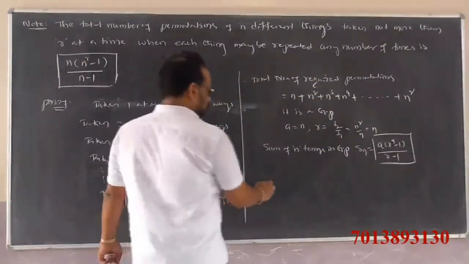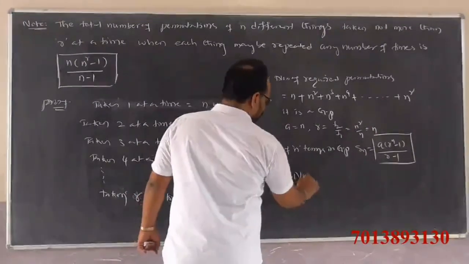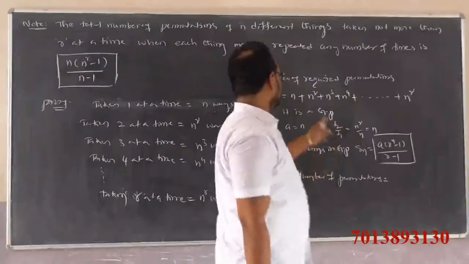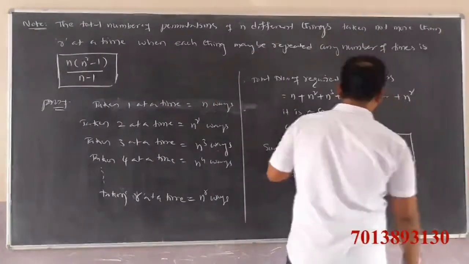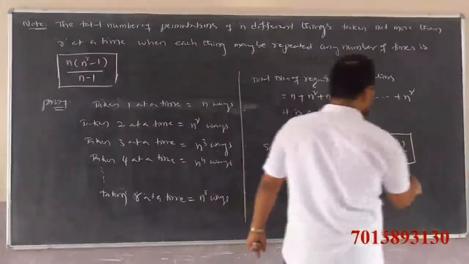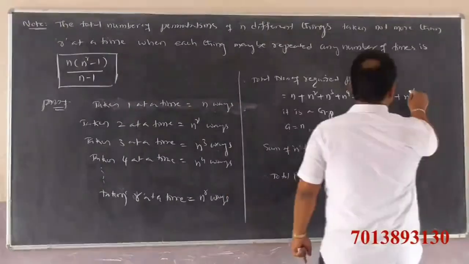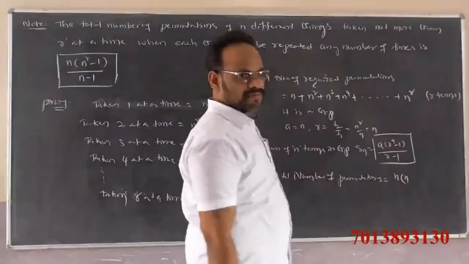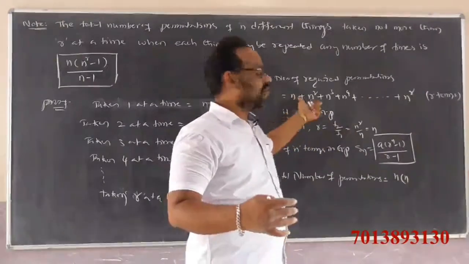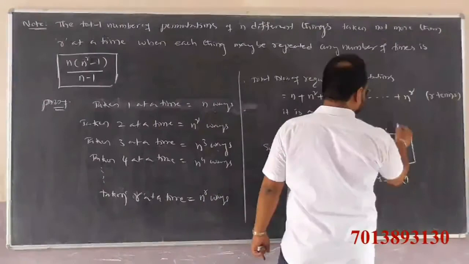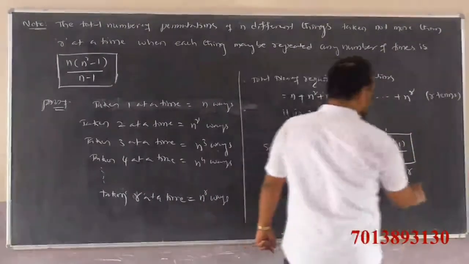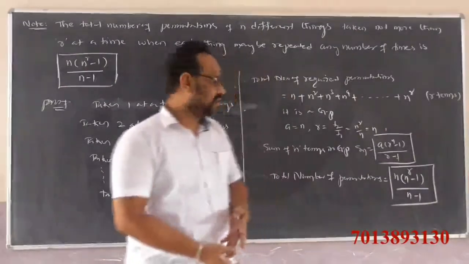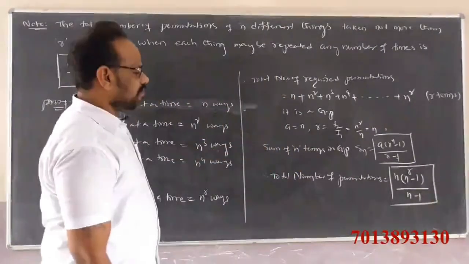So we want Sn. Therefore, total number of permutations is equal to a into r power n minus 1 by r minus 1. Here a value how much? n. R value how much? R value is n. How many terms are there? Up to n power r means r terms, r boxes, not more than r at a time. So how many boxes we have? r boxes. So n is equal to r. Substitute here, very very important. This is n into n power r minus 1 by n minus 1.